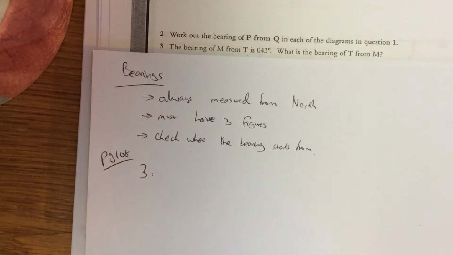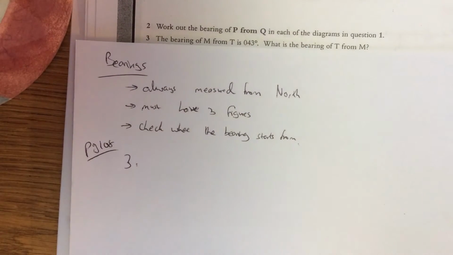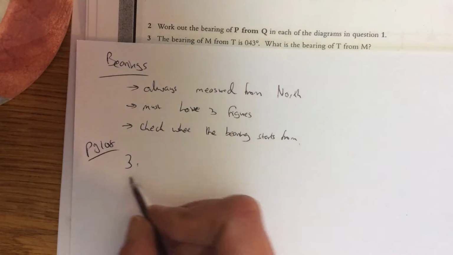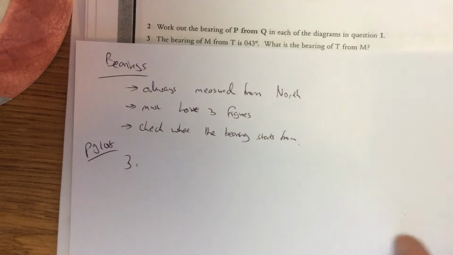Bearings are always measured from north. They must have 3 figures. And check where the bearing starts from. Those are the 3 main things to look for. We're just going to work through page 108.